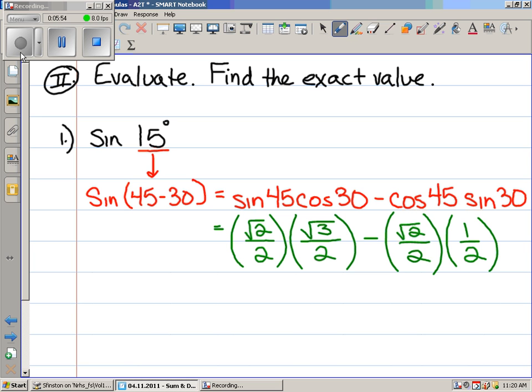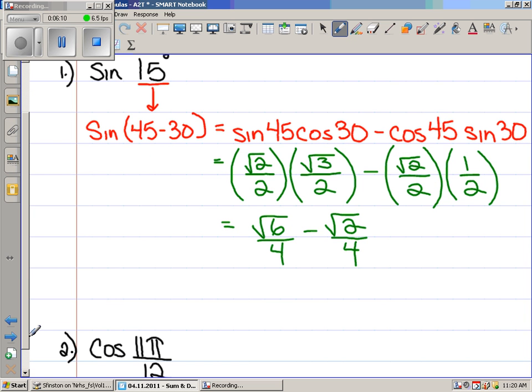That's how I did it. From here, you're just going to multiply. Top times top, bottom times bottom. Square root 2 times square root 3 is square root 6 over 4 minus square root 2 over 4. And then you just subtract them up. Square root 6 minus square root 2 all over 4. We're done. That's it.